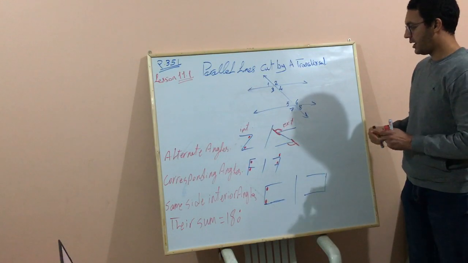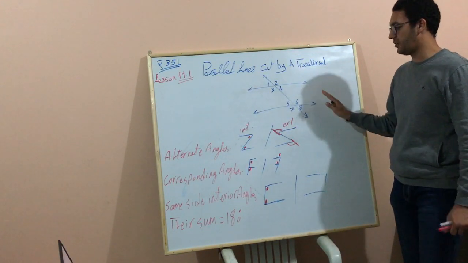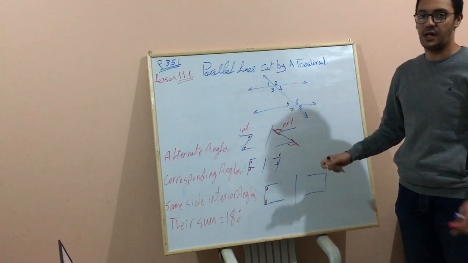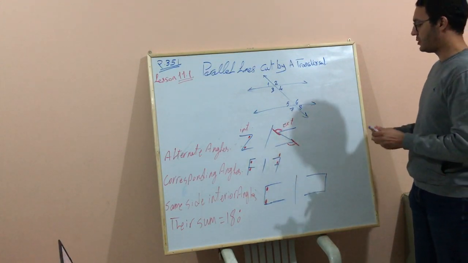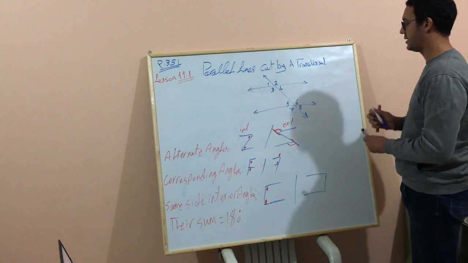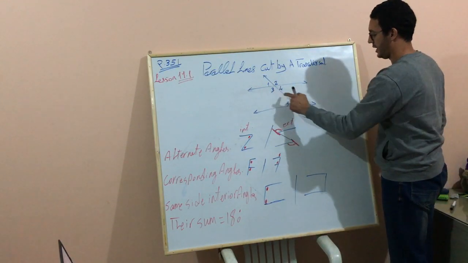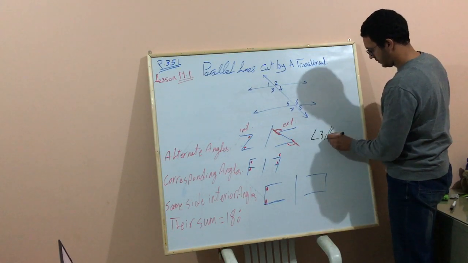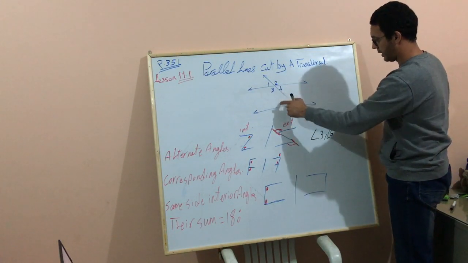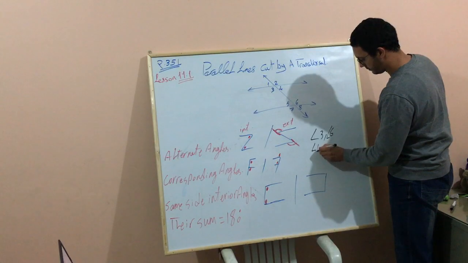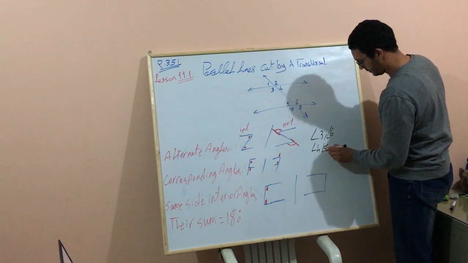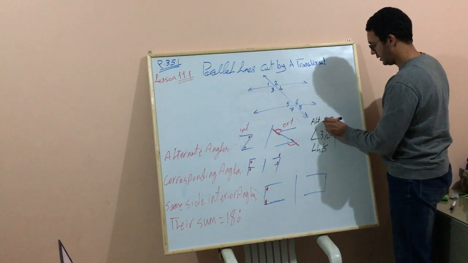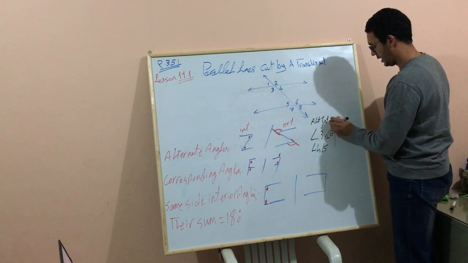Okay, so from this drawing in front of us, I can locate the alternate angles, the corresponding angles and the same side interior angles. So I'm going to give you some examples. The alternate angles are just like 3 and 6, or angle 4 and 5. These two are alternate interior angles.